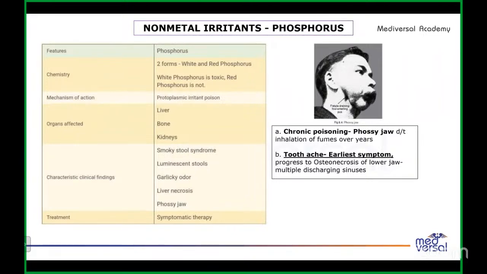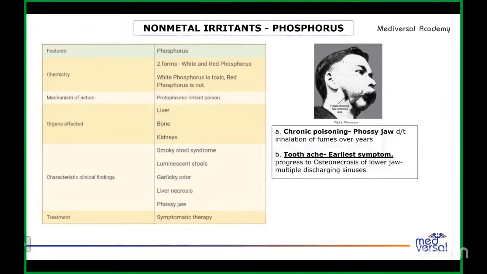It's also called smoky stool syndrome or luminescent stools. There'll be a typical garlicky odor that will come out. I want you all to make a flashcard when you are studying. I couldn't include this in this slide. I want you all to make a flashcard of all the poisons with a garlicky odor, because that has been asked at some point of time previously. It also causes liver necrosis.